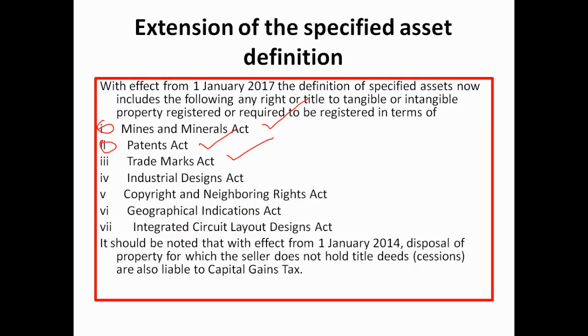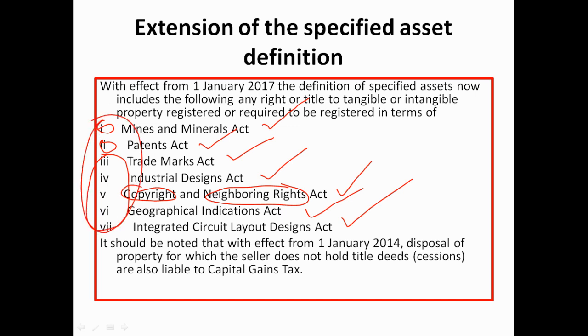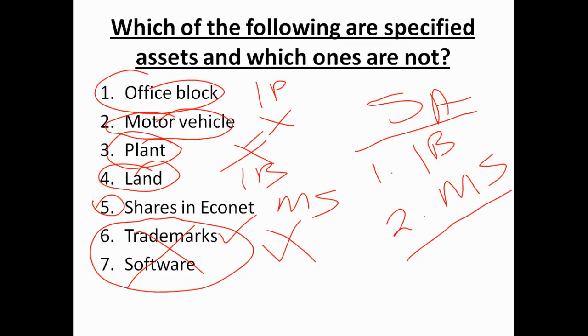Then the Industrial Designs Act, Copyright and Neighbouring Rights Act, and then Geographical Indication Act, then Integrated Circuit Layout Designs Act. I'm sure you won't encounter all these ones, but if an asset is required to be registered in terms of these acts, in terms of all these acts, it is a specified asset. So what about the software? So can we conclude that the software is not a specified asset?